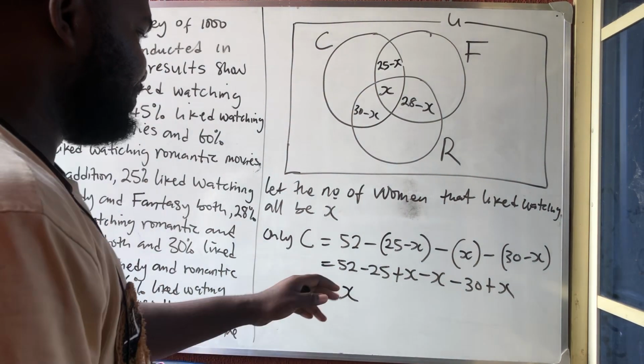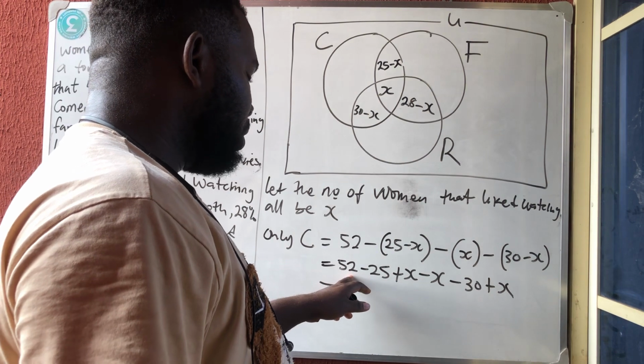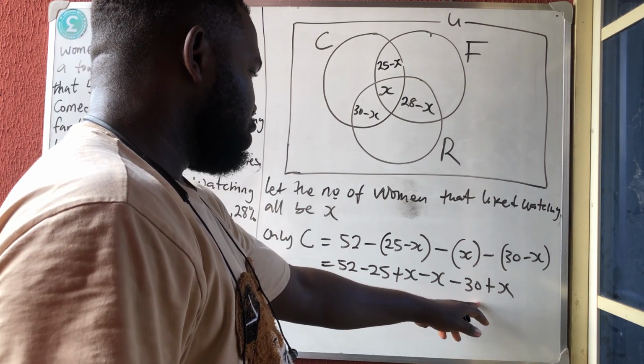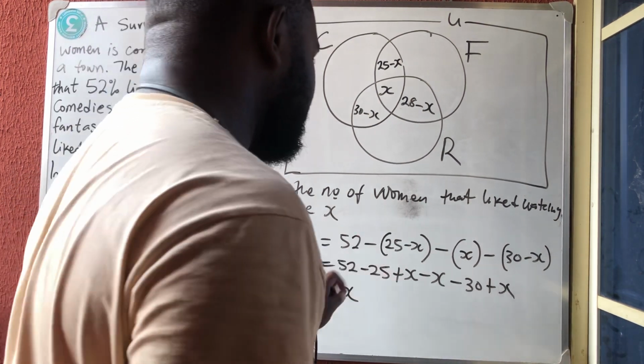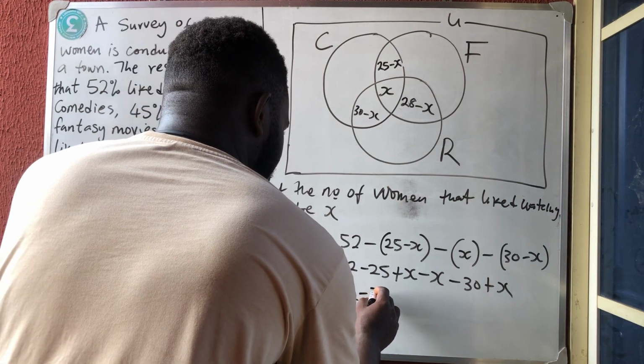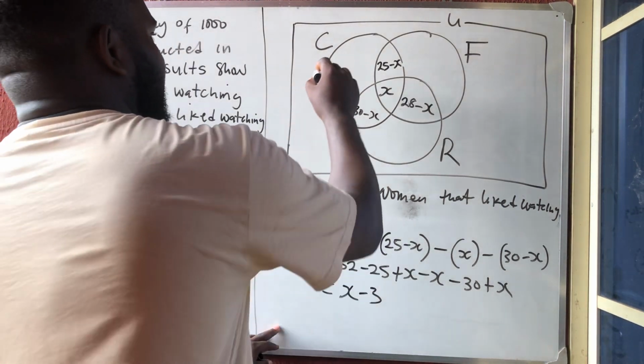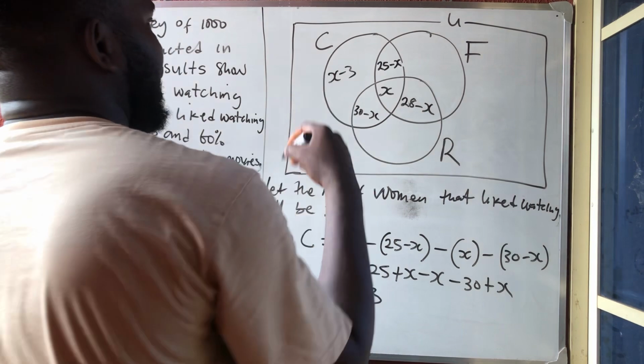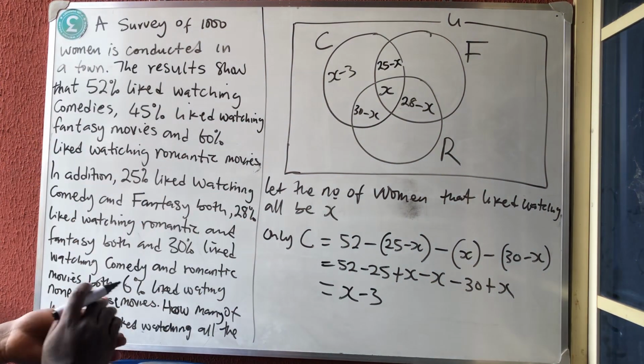So 52 minus 30 is 22, and 22 minus 25 will give you minus 3. So I'm having here X minus 3. As simple as that. Let's go to the next one.